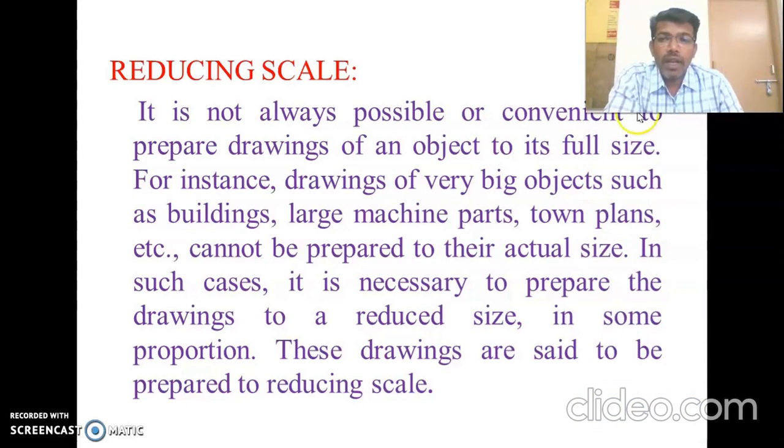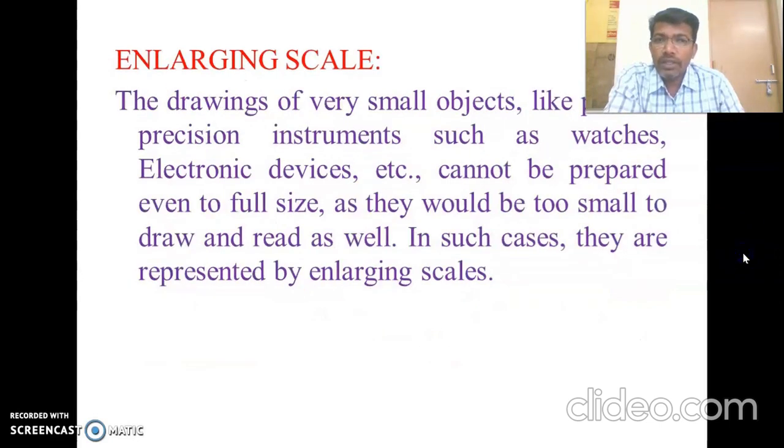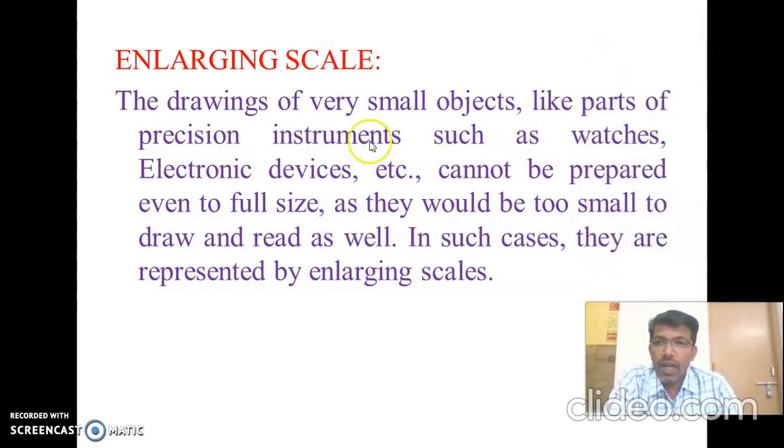Next, another one is the enlarging scale. Drawings of very small objects like parts of precision instruments such as watches, electronic devices, etc. cannot be prepared even at full size, because they would be too small to draw and read. In such cases, they are represented by an enlarging scale.